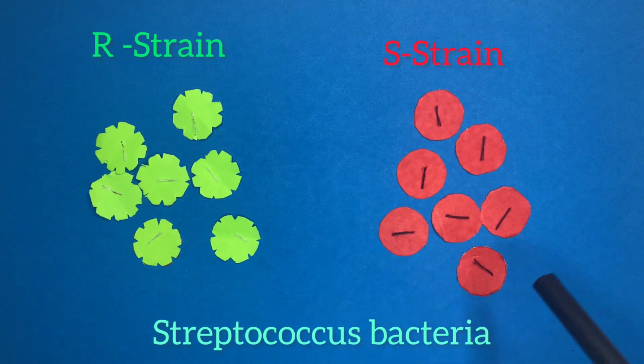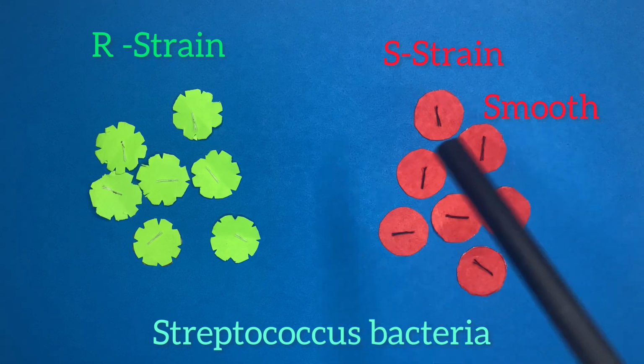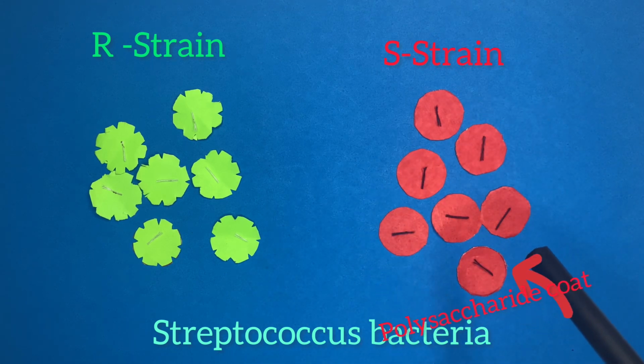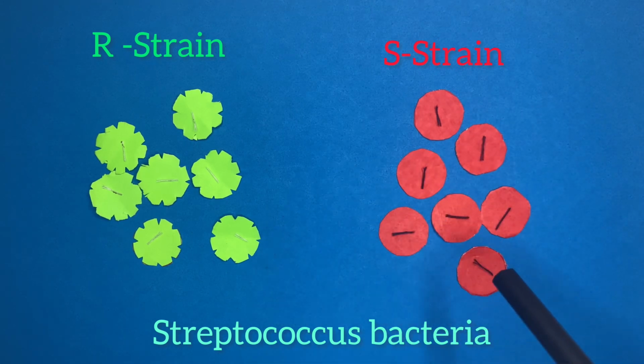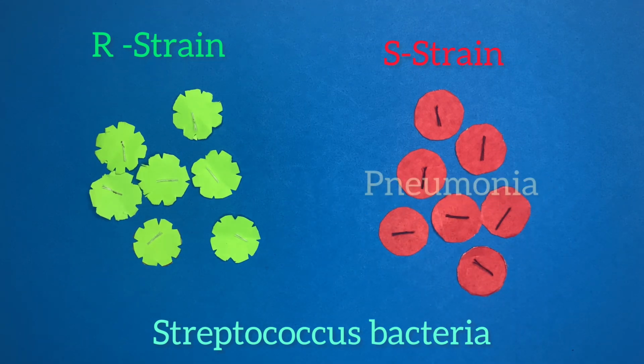S strain bacteria formed colonies that were rounded and smooth. The smooth appearance was due to a polysaccharide capsule produced by the bacteria. This capsule protected the S bacteria from the mouse immune system, making them virulent, capable of causing disease.